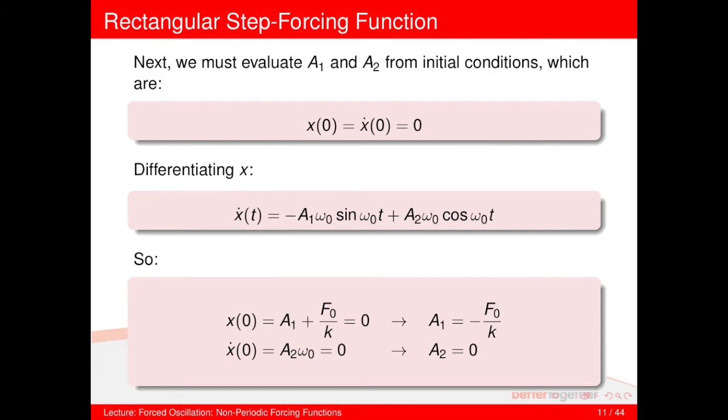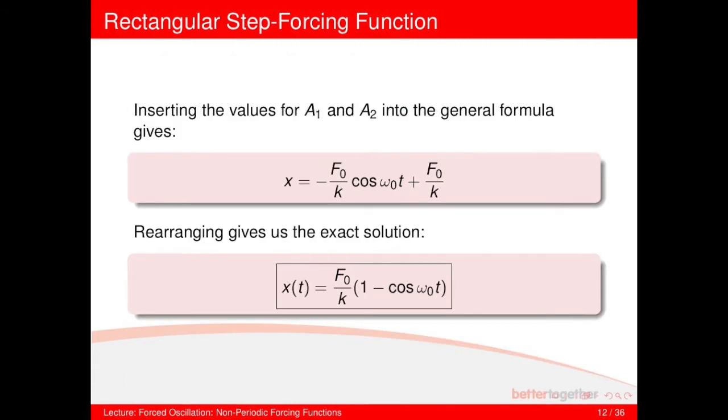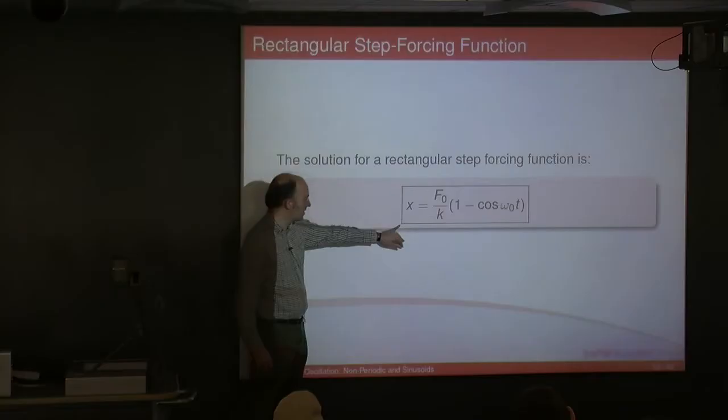Okay. And so we can plug them back into the equation. So we take our values for A1 and A2 and put them back in here. A2 is 0, so that term disappears, and we have out front here minus F0 upon k. And if you rearrange it, you end up getting this equation. So that's the solution to a rectangular step forcing function under initial rest conditions.